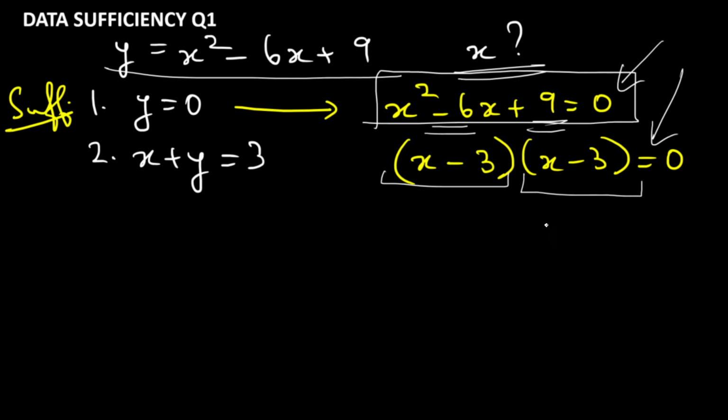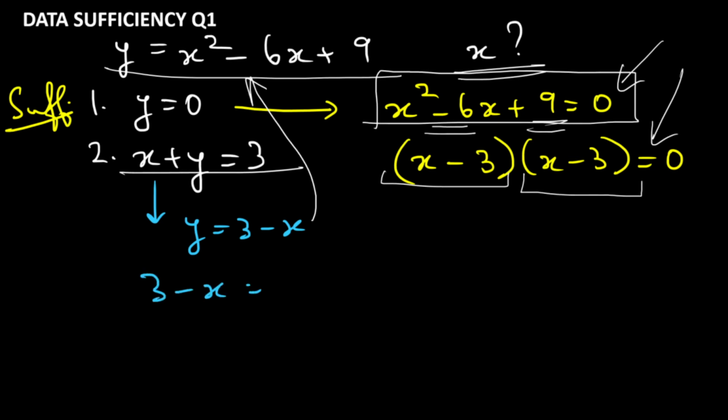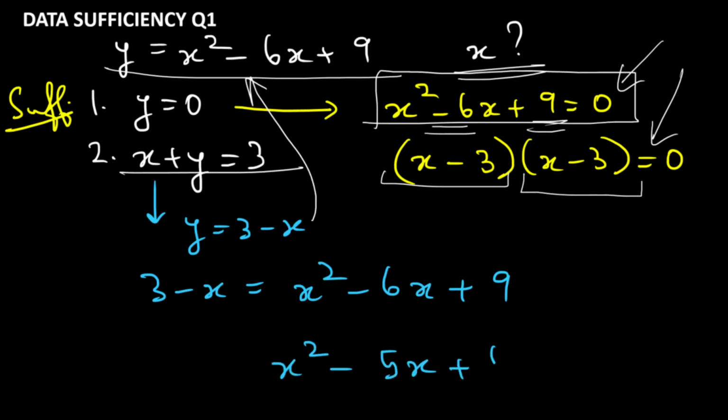Now, what about statement 2 alone? Let's see that. It's given that x plus y is equal to 3. Now, if x plus y is equal to 3, then y is equal to 3 minus x. Now let's substitute this back into the given equation. So we get 3 minus x is equal to x square minus 6x plus 9. On simplifying, this becomes x square minus 5x plus 6 is equal to 0, right?